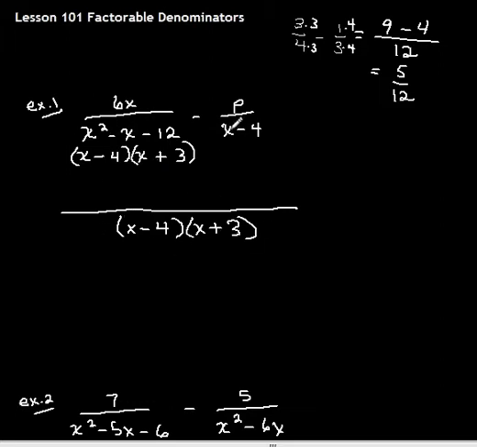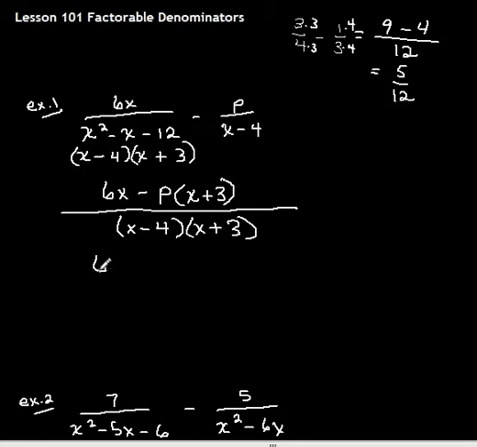Now we go to the next one. X minus 4 has to be in our common denominator, and it already is, so we don't need to add another x minus 4. Now we see what's missing. This one isn't missing anything, so we can just write down our 6x. On the other hand, this one is missing the x plus 3, so we have to multiply this p by an x plus 3. And then we have to distribute it, and we should get our answer.